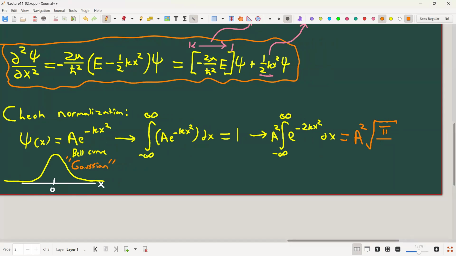pi over 2k. It's kind of interesting that you get a pi out of here. But the way that you actually solve this integral is you convert this into polar coordinates and integrate in polar coordinates. You get a factor of pi out of this. So this is right, and this should equal 1. That equals 1 if we set a squared to be the reciprocal of this. A squared is equal to this, so a is the 4th root of 2k over pi.